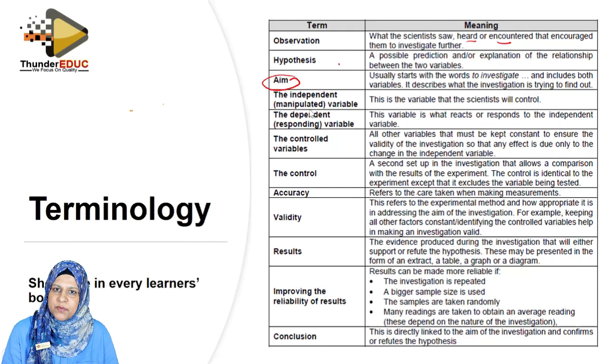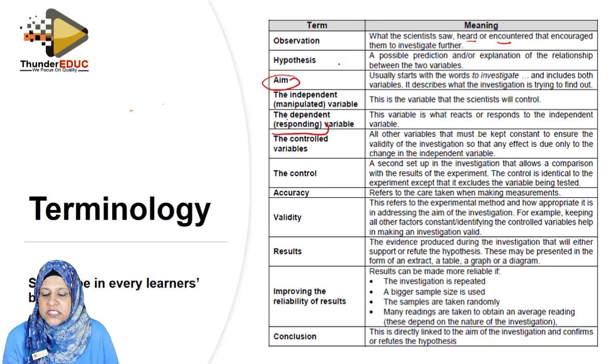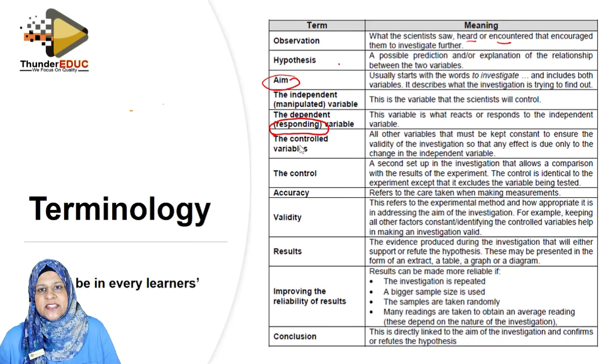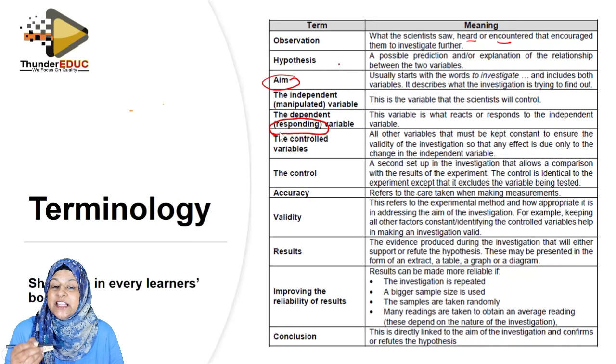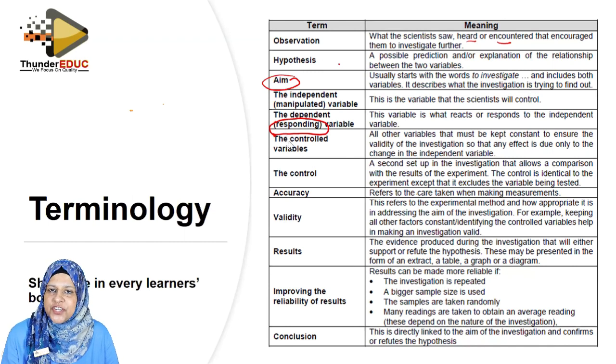The dependent variable responds to the independent variable. Therefore, it's called the responding variable. It is usually the variable that is measured. So if I want to work out how much the plant is growing, how high the plant is growing, I decide I'm going to take the results every 10 days. So my days are going to be the independent variable. I'm choosing the days, but the dependent variable is going to be the height of the plant because I am measuring that. That depends on the day.